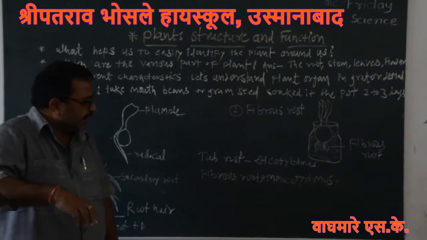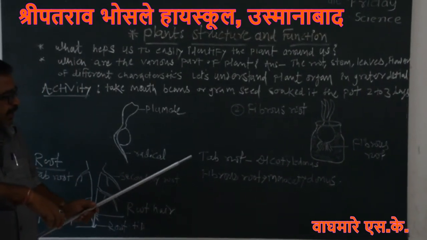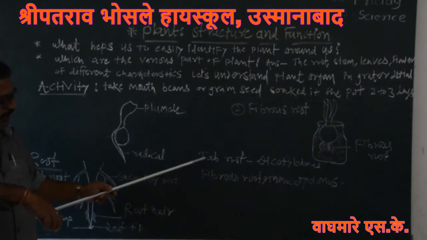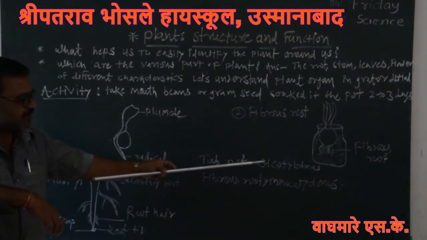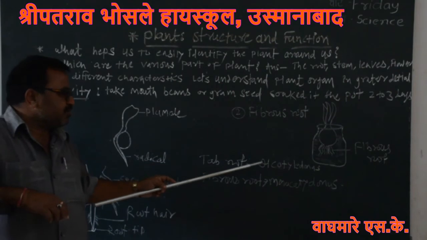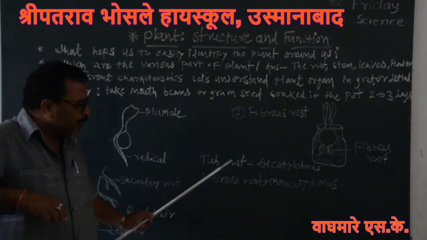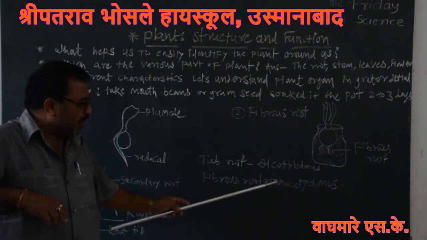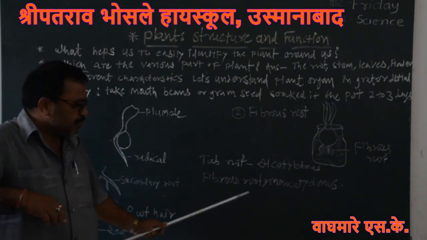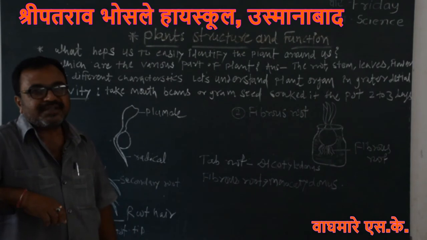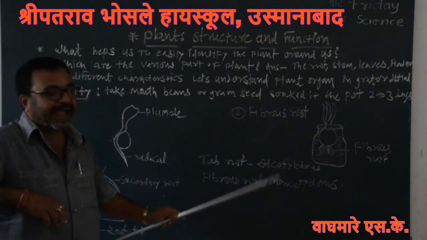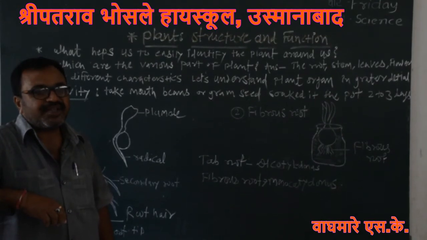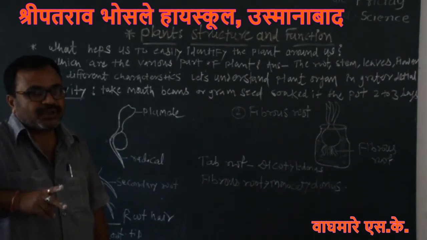Now, we have to take other examples. The taproots are found in dicotyledonous plants, and the monocotyledons have fibrous roots. Now we are going to discuss the dicotyledon plants. Di means two, cotyledons means parts.